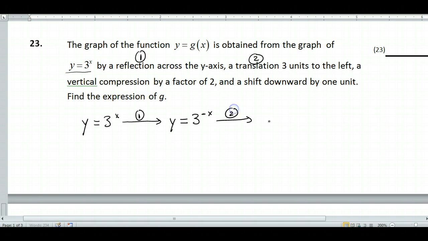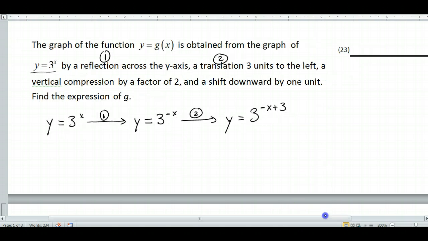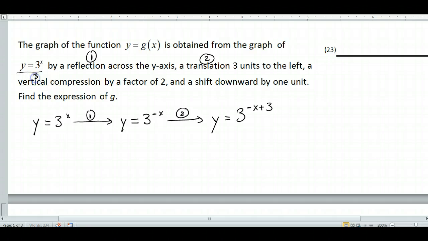So translation 3 units to the left, you know what to do, right? Equals 3 to the negative x plus 3. Normally we would have started with the translation, but it's okay right here. A vertical compression by a factor of 2. So this is going to be the third one. Vertical compression by a factor of 2. So it's vertical and it's a compression, so I need to divide the y's. And here's by a factor of 2, plus 3.